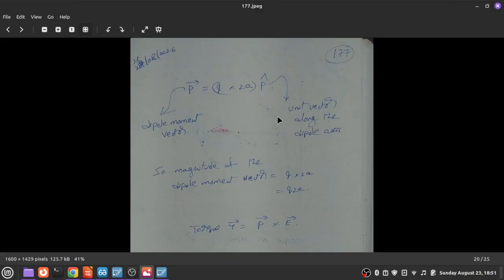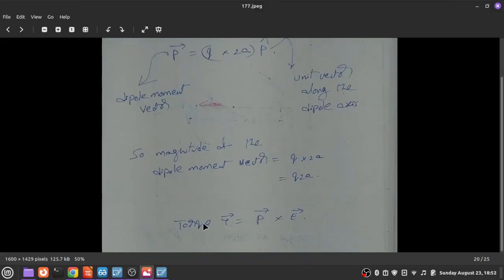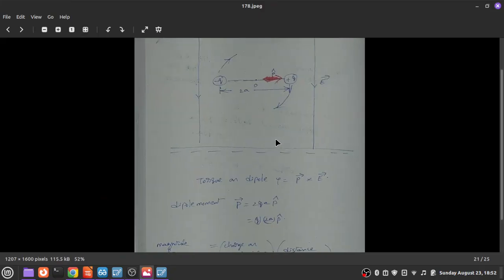So the magnitude of the dipole moment vector is q into 2a, that is, q times 2a. And torque, which we will define later for the dipole, is equal to P bar cross E bar, where P bar is the dipole moment vector and E bar is the electric field. That we will discuss later. But remember that the dipole moment is q into 2a. Let us see what its significance is.